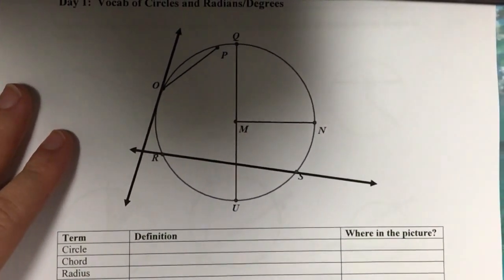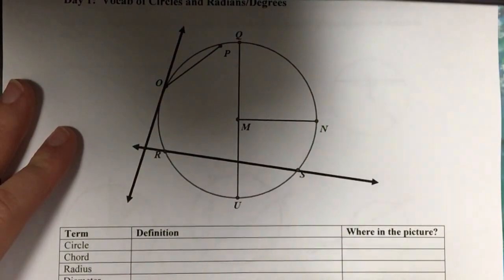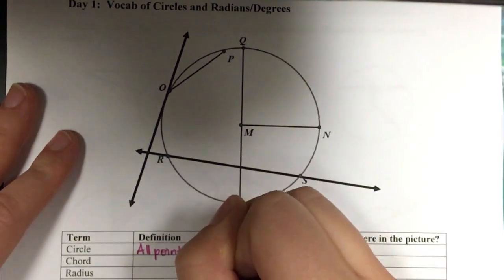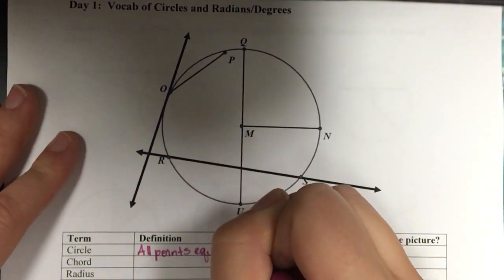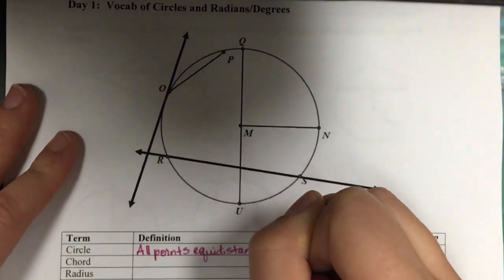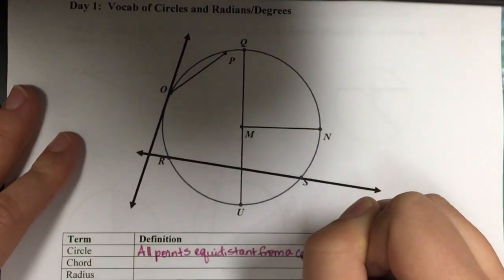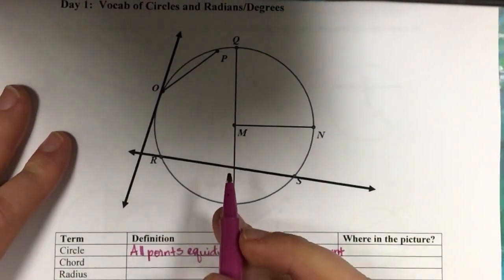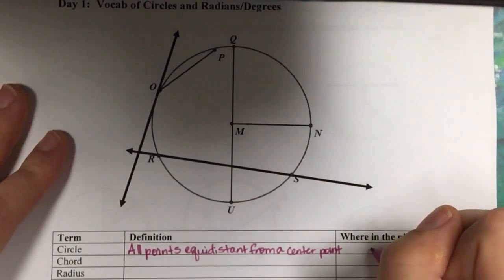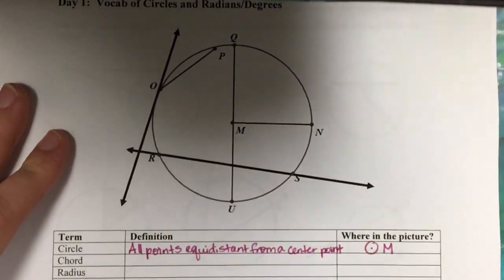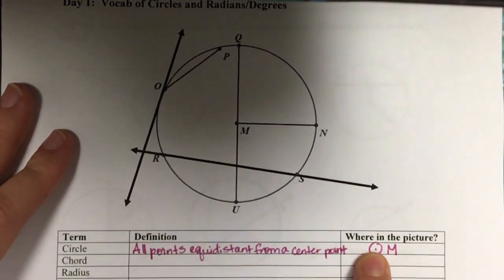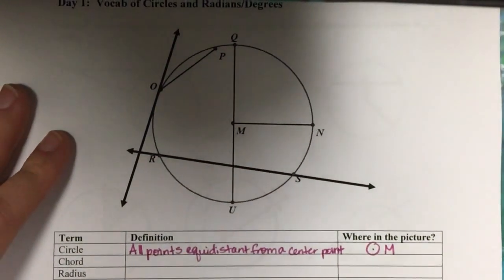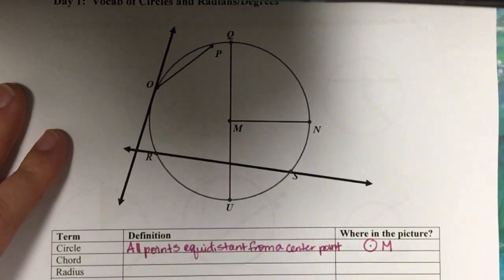So the first thing is the definition of a circle, which the mathematical definition of it is all the points equidistant, which means the same distance, from a center point. And of course, that center point in this case is M, which is right here in the middle. So we call this circle M. The way we denote the circle is with a little circle with a dot in the middle. So all the points on that circle are the same distance from M. So it's all the points equidistant from that center point.